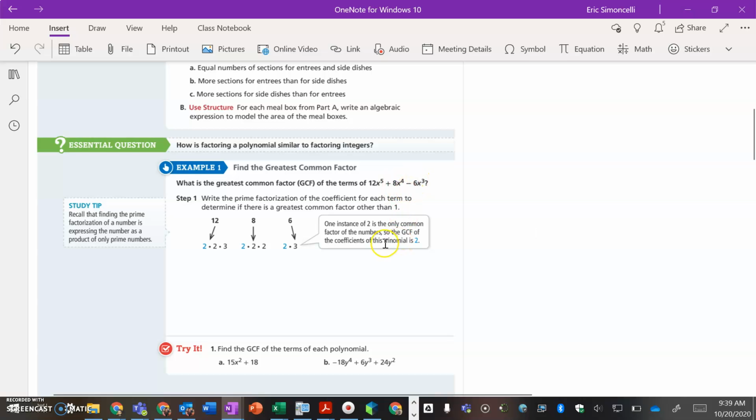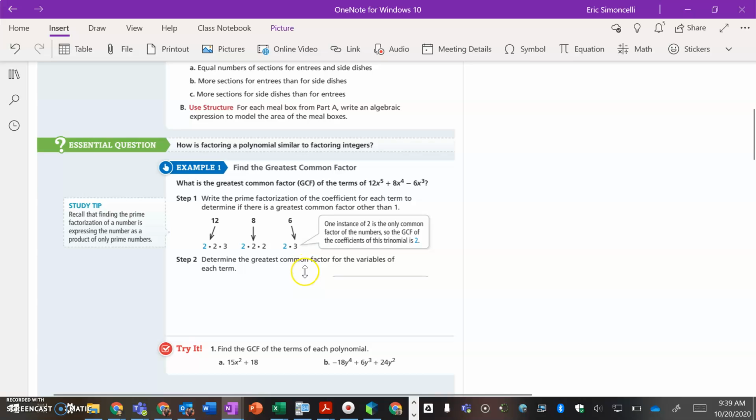Because as we discover, the GCF in this case is only 2. Looking at the factors of 12 being 2, 2, and 3, this is technically called the prime factorization: 2 times 2 times 3. The prime factorization of 8 is 2 times 2 times 2, while 6 is simply 2 times 3. So the greatest common factor between all three factorizations here is simply 2.